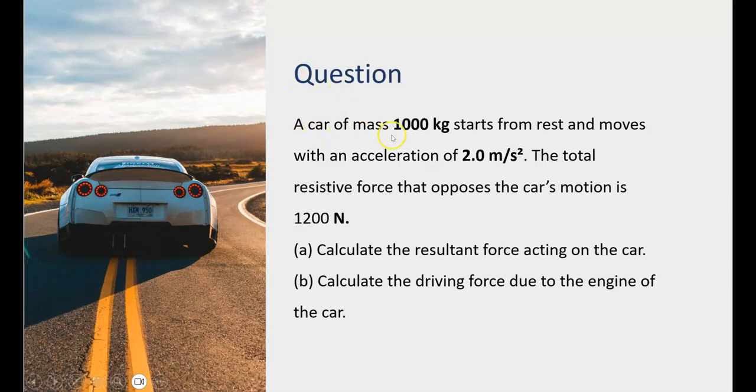A car of mass 1000 kg starts from rest and moves with an acceleration of 2 meters per second squared. The total resistive force that opposes the car's motion is 1200 Newton. A. Calculate the resultant force acting on the car, and B. Calculate the driving force due to the engine of the car.